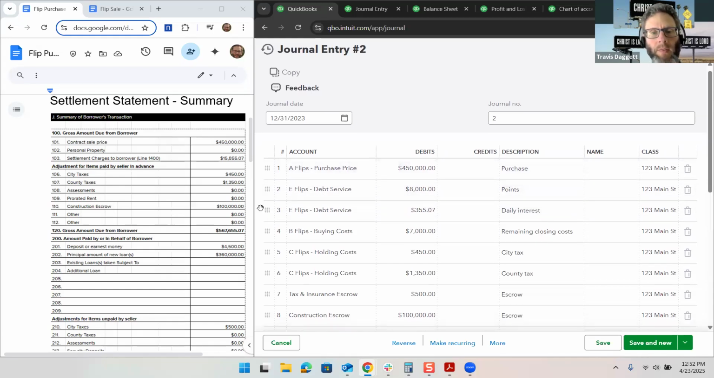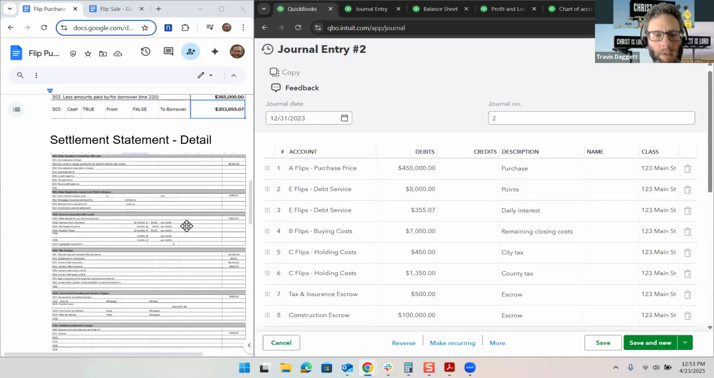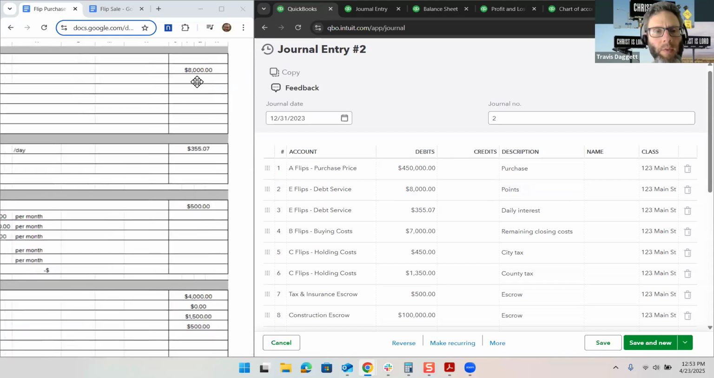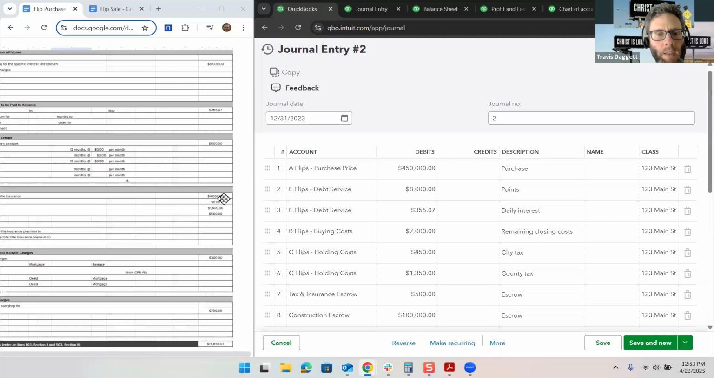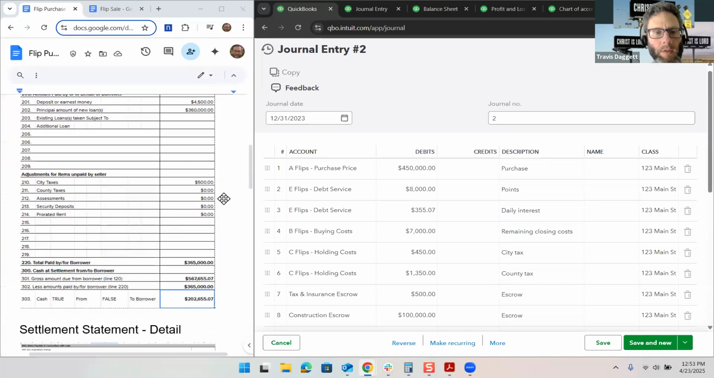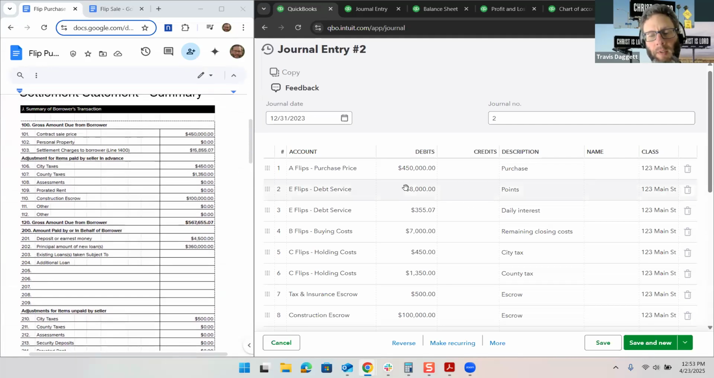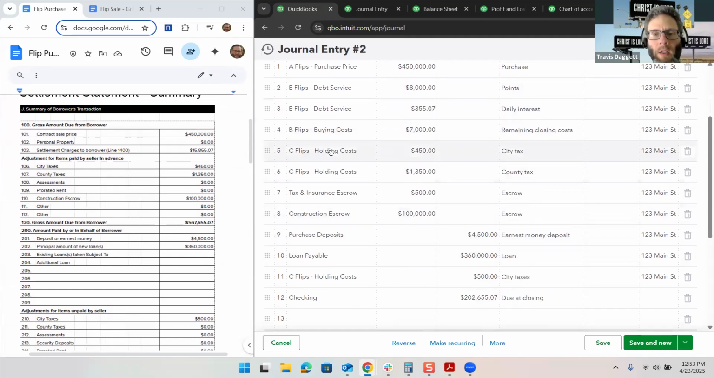And then when we get to points for the loan, again, cost of goods sold, debt service. And I think that would be down here, right? Okay, the points, yeah. So that'd be the second part of the settlement. And then the daily interest here, we'll put that to debt service as well. The remaining closing costs, let's go back up here. Yep, the closing costs besides these debt items. So that's going to be our buying costs. And these are all COGS accounts, cost of goods sold.